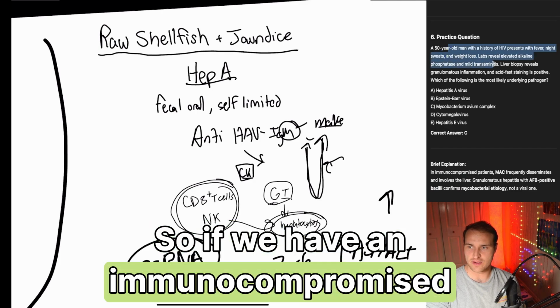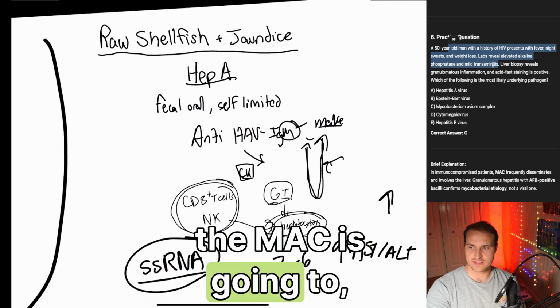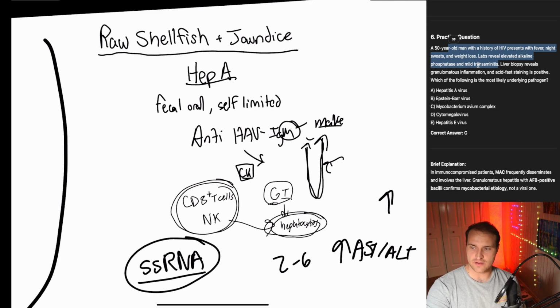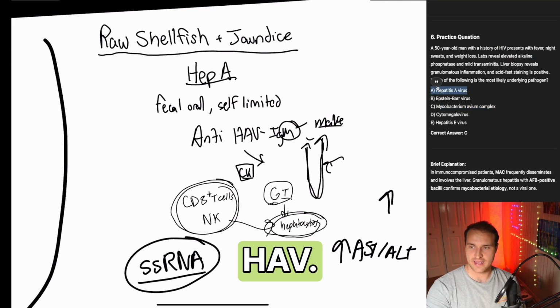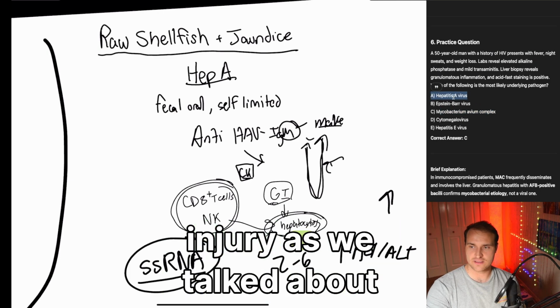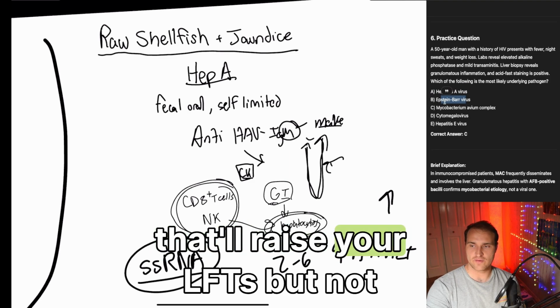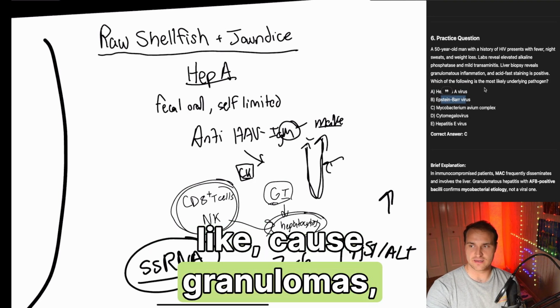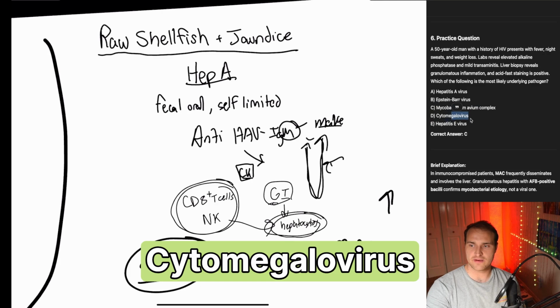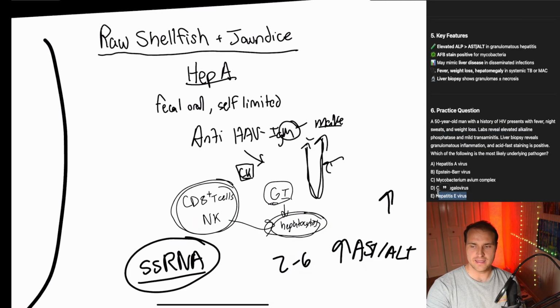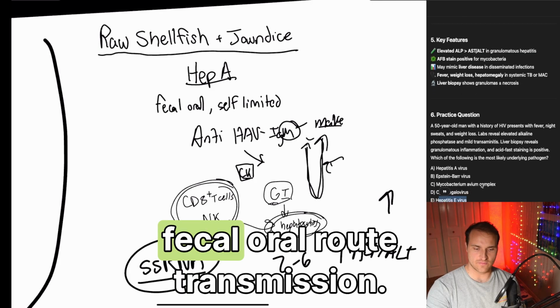So if we have an immunocompromised person, the MAC is going to disseminate and involve the liver. So granulomatous hepatitis with AFB positive bacilli is going to confirm the diagnosis for mycobacterial. HAV, that's an acute hepatocellular injury, as we talked about. Epstein-Barr, that'll raise your LFTs, but not cause granulomas. There's our correct answer. Cytomegalovirus, that would cause intranuclear inclusions. HEV is non-granulomatous and also acute, kind of like Hep A. It's also a fecal-oral route transmission.